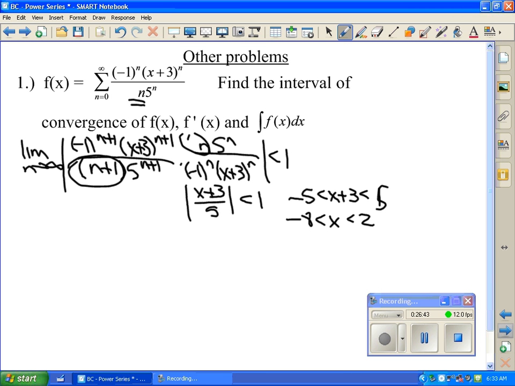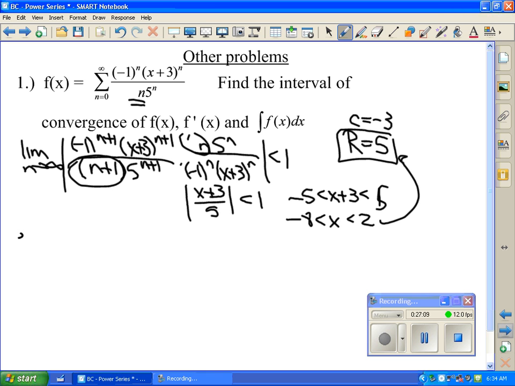Alright, so stop at this point. I want to review radius of convergence. My center is at negative 3 because it's x plus 3, and therefore these units here are 5 units away from the center, so the radius of convergence is 5. Now, that's just to find the radius of convergence. To find the interval of convergence, what I have to do is check the endpoints and see if they converge at either end of those values.